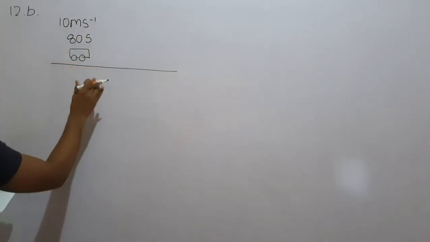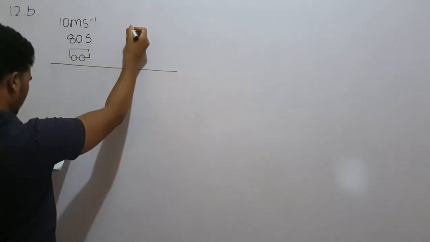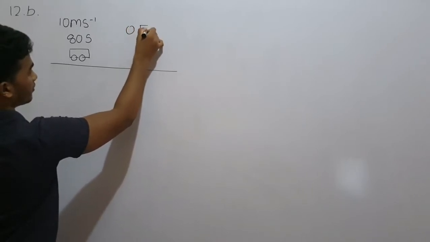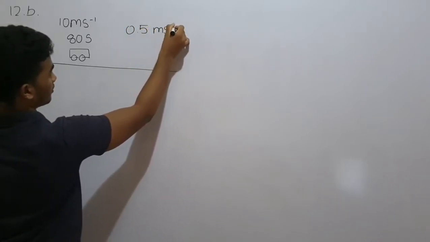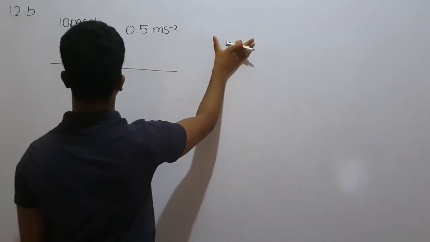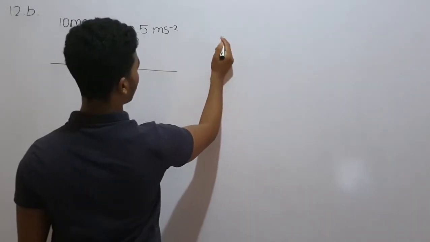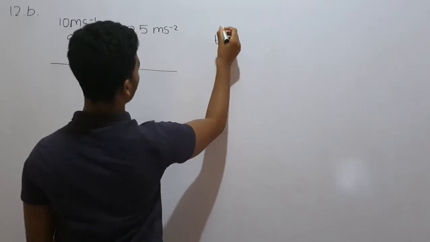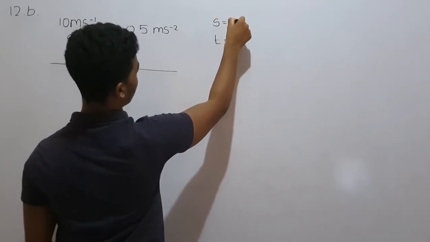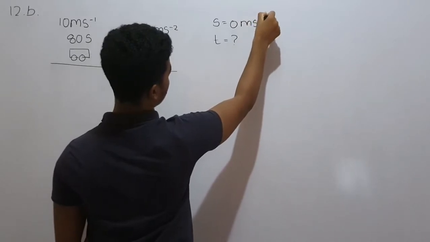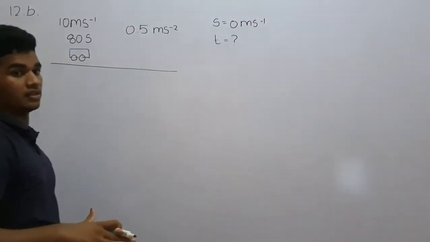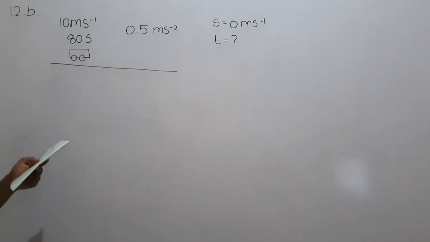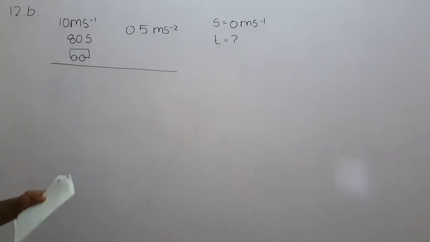After traveling 80 seconds, it starts to decelerate with 0.5 meters per square second. Then it comes to rest. We don't know the time it comes to rest, but we know the speed is 0 meters per second. When it is at rest, there is no speed. Then on the grid, draw the speed time graph of this journey.